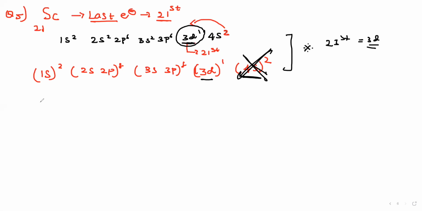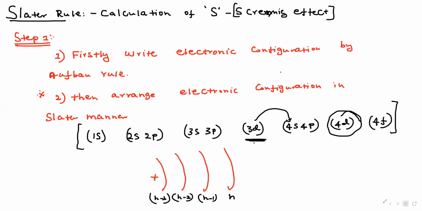Now find out the values. This is n, this is n minus 1, this is n minus 2, this also n minus 2, and n minus 3, right? Now what is the S value? What is the outermost? 3d, right? We have to follow the 3d rule.